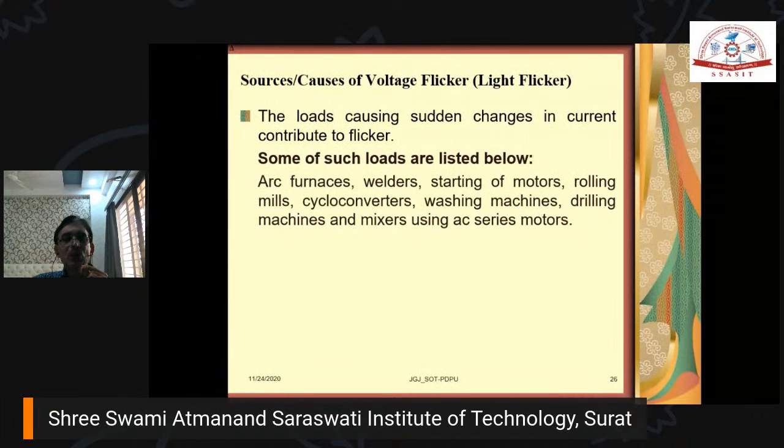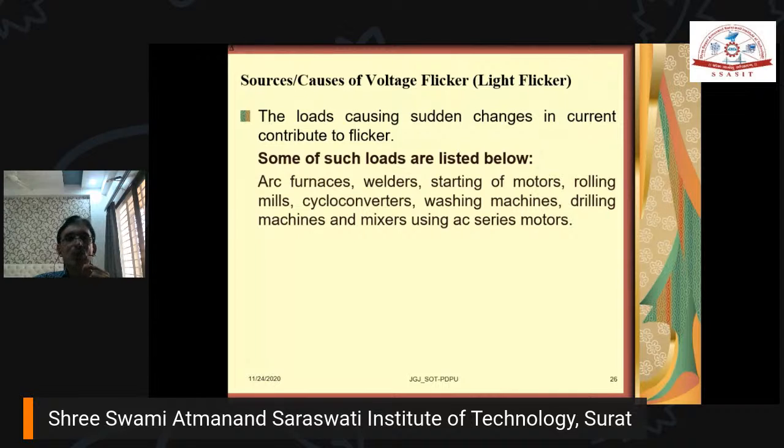So you can read the loads causing sudden changes in the current can contribute to the flicker, and some of the loads you can read: arc furnaces, single phase welding machines, starting of motors, roughing mills, cycloconverters, washing machines, drilling machines, and the mixers using AC series motors. So we are using food mixers at our home, and in food mixers, you know that we are using universal motors. And universal motor is nothing but what? AC series motor, and can be operated from both AC or DC supply.